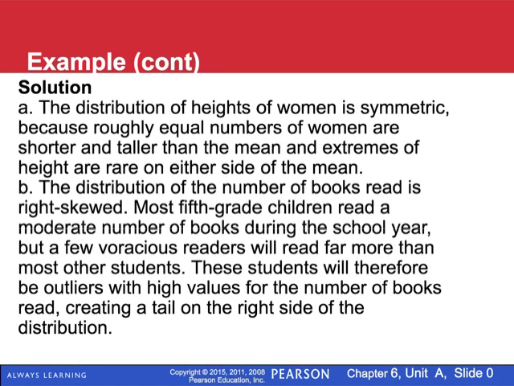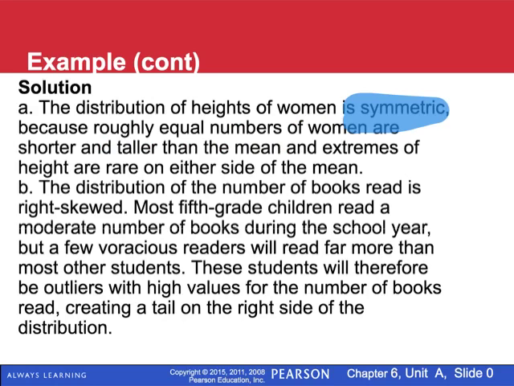The distribution of heights of women is symmetric because roughly equal numbers of women are taller and shorter than the mean. Really, really tall people and really, really short people are both really rare. So the heights are probably going to be symmetric. That's true for men too, and for a lot of things. Heights and weights and things like that are usually symmetric distributions.